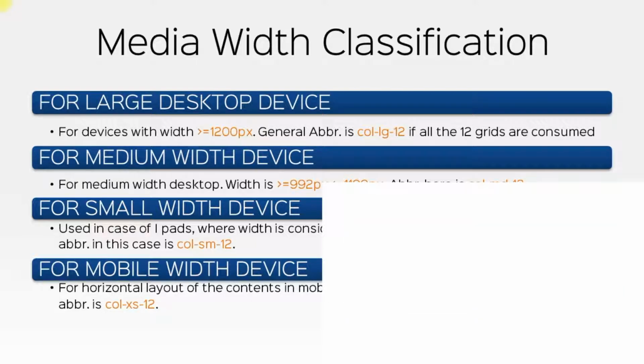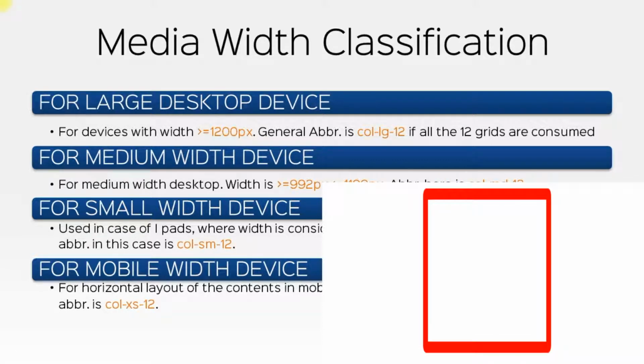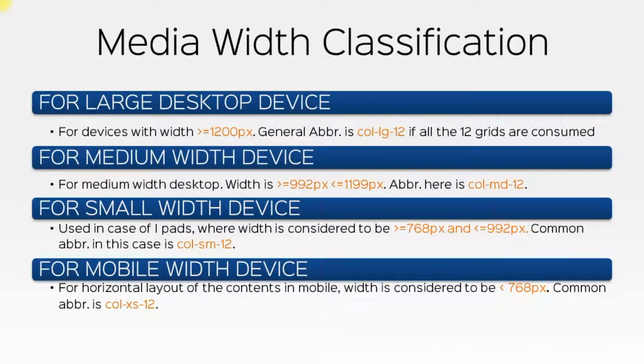But if it detects a width which is lesser than 768 pixels, then all it is going to do is place your contents vertically stacked on each other. This is the last option that you have for mobile width devices. For horizontal layout of the contents in mobile, the width is considered to be lesser than 768 pixels, and in this case the class name that you will be calling is col-xs-12.